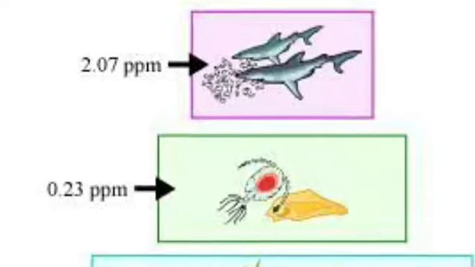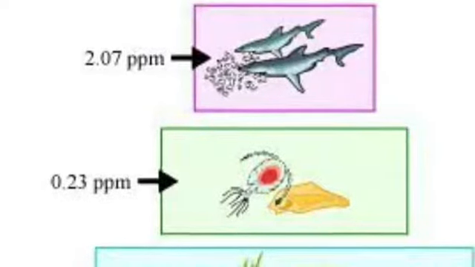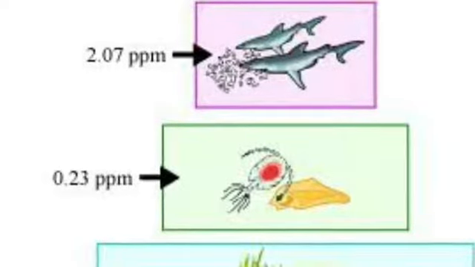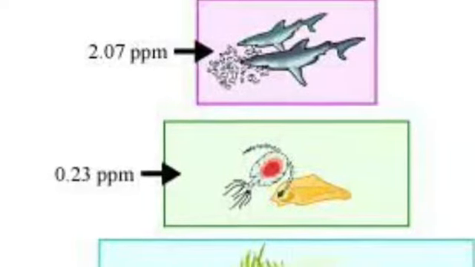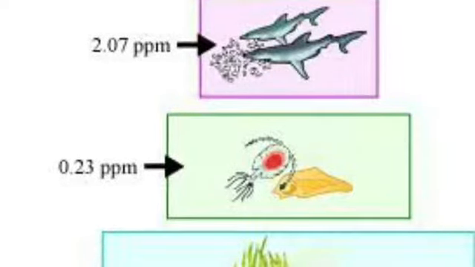Thus, pollutant concentration increases at higher trophic levels. In the highest trophic levels, pollutant concentrations may reach 10 million times their original concentration in the environment.